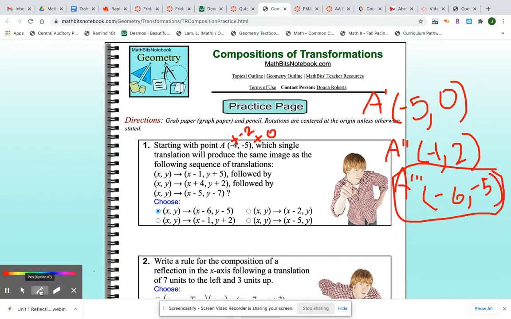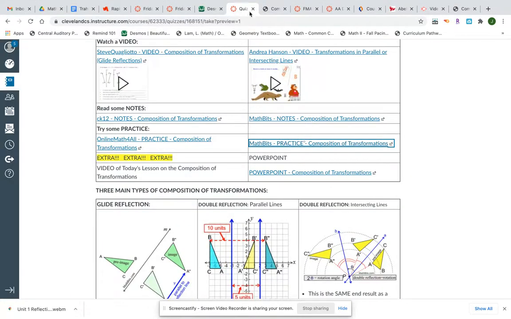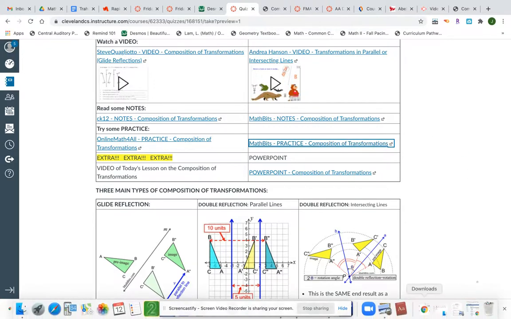So let's see if I can get rid of that. Okay. I don't know if I got rid of that, but that would be the answer right there. I don't know how to get rid of that. Sorry, guys. But that would be our answer right there. La, la, la. Okay. All right, let's go back. All right. Anyway, there it is.